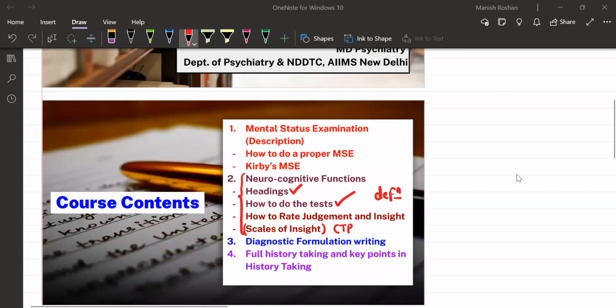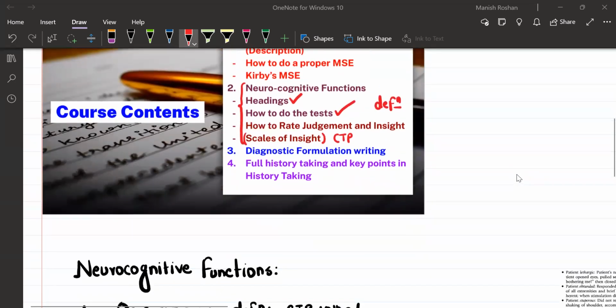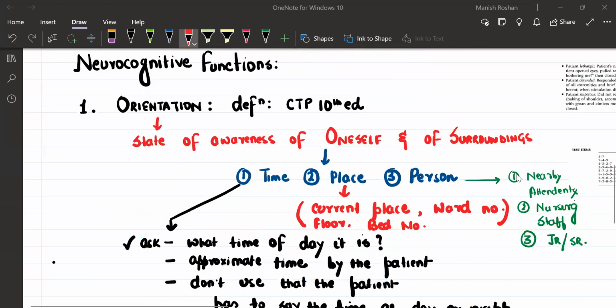So in today's lecture, we'll be mostly focusing on one aspect of the course, that is the neurocognitive function: the various headings of the neurocognitive function, how to do the test, the reference definition of each and every heading, how to rate judgment and insight, and various scales of insight. Mostly, we'll be looking into the definitions from CTP and from Strub and Black. So let's begin with the first heading in the neurocognitive function.